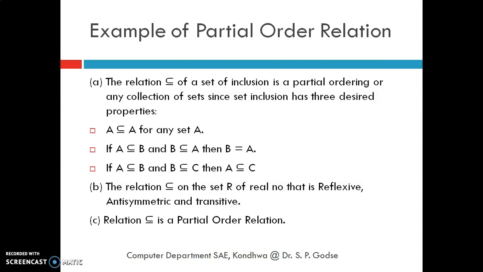The second property, that is antisymmetric. If A is a subset of B and B is a subset of A, in that case B is equal to A. This will be true in case of the subset relation. So that's why the subset relation is antisymmetric. If A is a subset of B and B is a subset of C, in that case A is a subset of C. This property is also true. So that means the subset relation satisfies the transitive property. So the subset relation on the set of real numbers is reflexive, antisymmetric and transitive. Therefore the subset relation is a partial order relation.